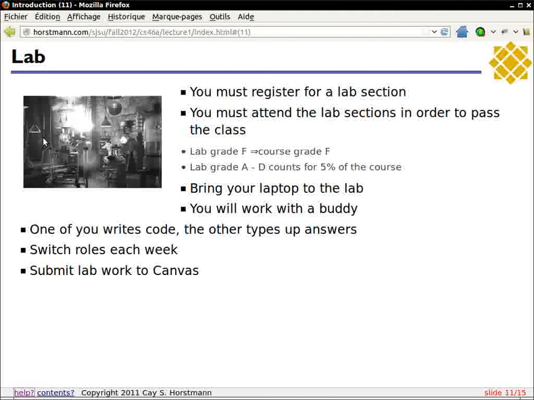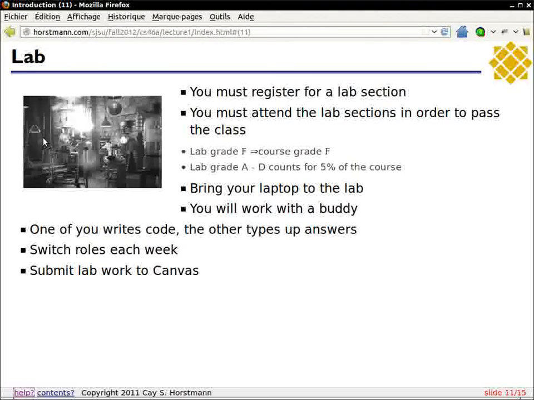Lab, you must register for the lab. You must attend to pass. There are 15 lab sessions. You must attend 12 of them, or you will automatically fail. And if you fail the lab, you fail the course, so don't do that. You must be there. It's not a distance learning kind of thing. It's structured in such a way that you're working with a buddy. There's an instructor who's there to dispense tips and wisdom, and so you really must physically be there.